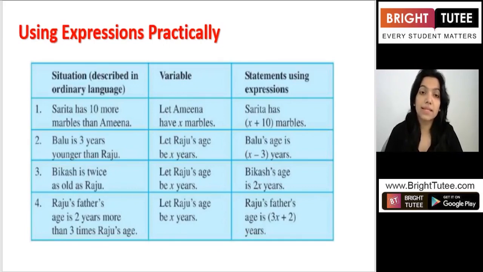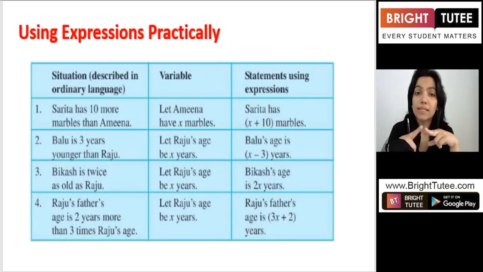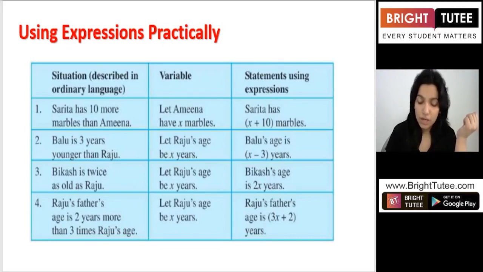So in the first one, it says that Sarita has 10 more marbles than Amina. So we are talking about two people, Sarita and Amina, where Sarita has 10 more marbles than Amina. So whatever number Amina has, Sarita will have 10 more than that. If Amina has 10, Sarita will have 20. If Amina has 15, then Sarita will have 10 more, that is 25. So let us say that Amina has X marbles. What will be the number of marbles with Sarita? It will be X plus 10 marbles. Simple.